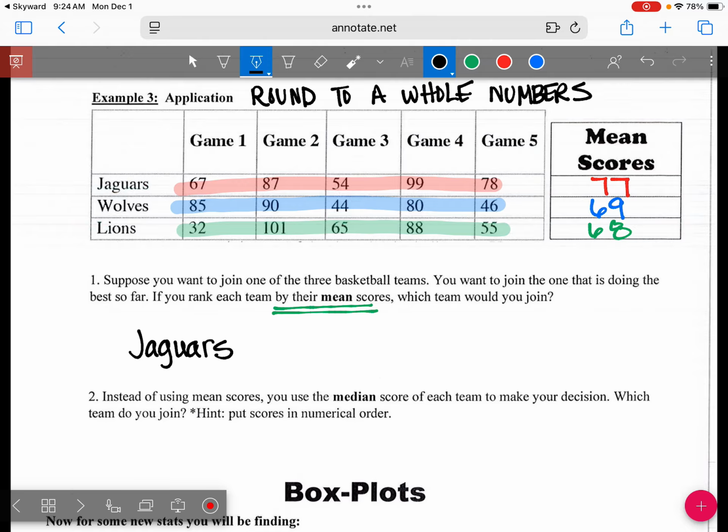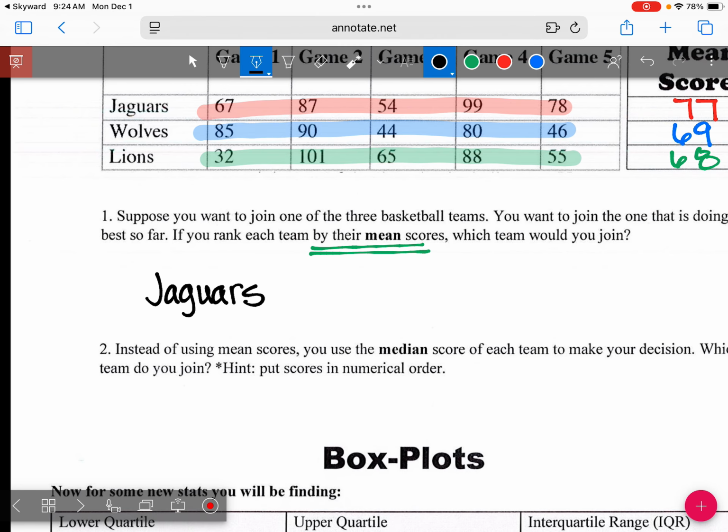Now, mean is not always the best indication of the better team, because you can just have one really, really bad game and one really, really good game, but that doesn't mean you can't really use that. So for a lot of statistics, they go by the median instead of the mean. So let's go ahead and find the median of each one. So let's go ahead and put these in order. So let's start off with the Jaguars.